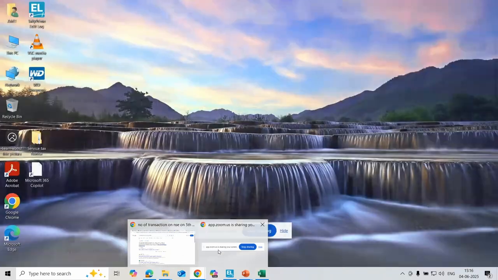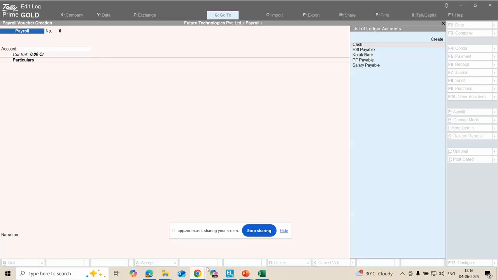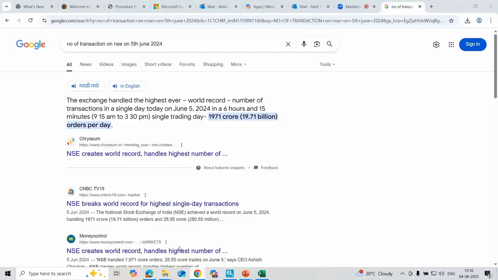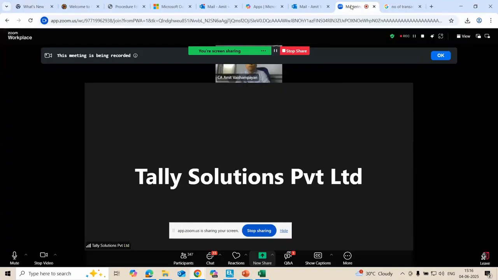Sir, there's one in the Q&A. Do we need to activate the payroll related configuration if we have a separate third party application to manage the entire payroll? If you want to have the payroll reports, you'll have to configure payroll, right?